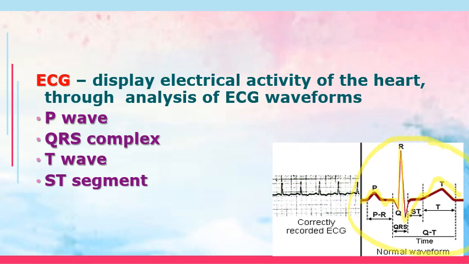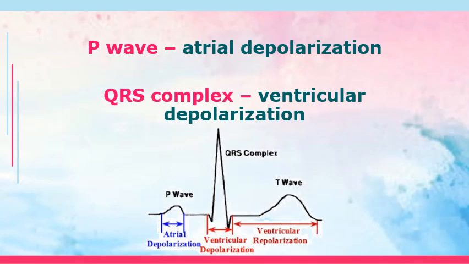Now, the appearance of your ECG would vary depending on the leads and the location of the leads on your patient's body. Now, your P wave. The P wave is said to represent depolarization of your atria. So take note, atrial depolarization. The peak of the wave here indicates that your SA node is already firing an electrical signal. Your QRS complex indicates that the electrical signal has already reached your ventricles. Hence, it's referred to as your ventricular depolarization.